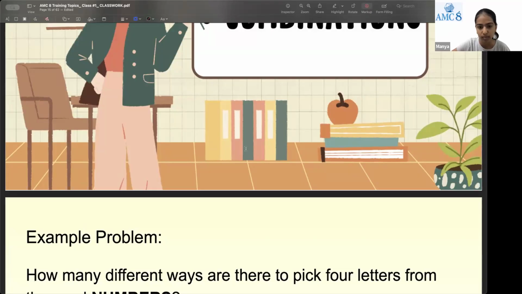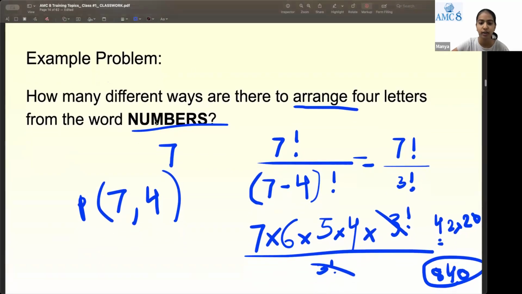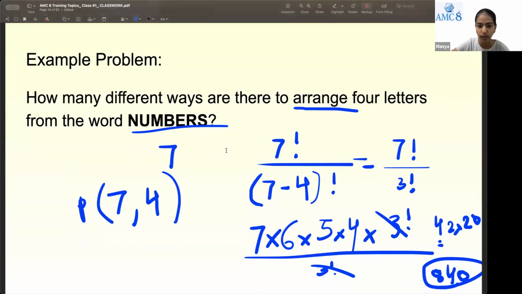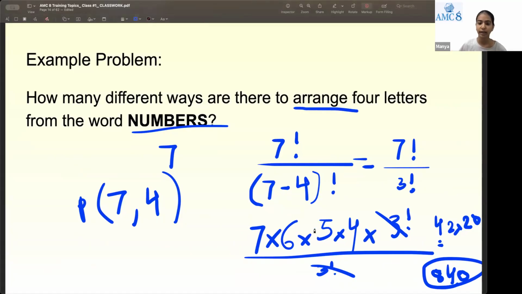Why not 7 times... Oh, you're talking about permutations? So you asked why it is not 7 times 6 times 5 times 4 times 3 times 2 times 1. I'm assuming that you're talking about this part right over here. You can also write it as 7 times 6 times 5 times 4 times 3 times 2 times 1. But anyway, we know that the 3 factorial on the top and the 3 factorial on the bottom will both cancel out with each other.